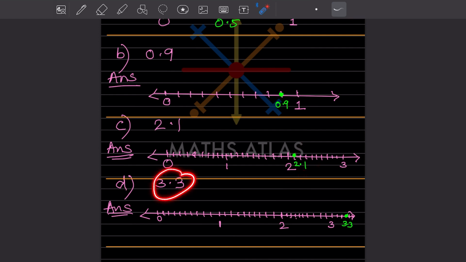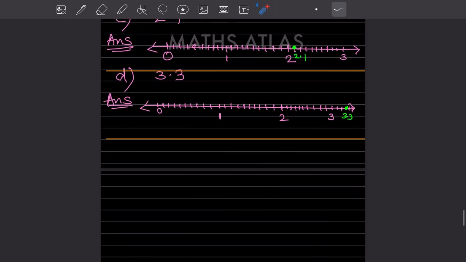Again, now what is here? 3.3. So I didn't make it to 4, but that is understood when we put an arrow. That means it goes on. So I put here 1, 2, 3, and then again, because these are divided into 10, I just put some divisions only. But then I have to look at the third division after 3. After 3, 1, 2, 3. So that is 3.3. So this arrow itself shows that the numbers are continuing.